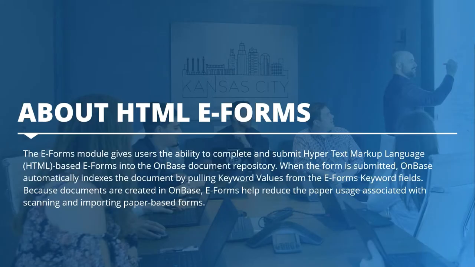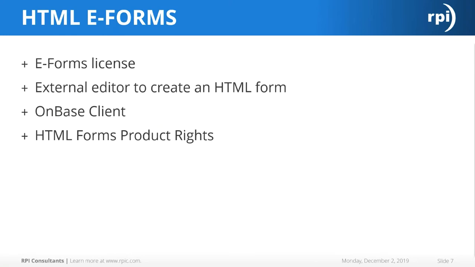So let's go ahead and get started talking about HTML eForms. In order to use the HTML eForms in OnBase, you would need an eForms license. You would have to create the HTML forms externally, outside of OnBase. Of course, you would need some type of OnBase client to access these forms. And then in the configuration rights, you would need the HTML forms product rights.